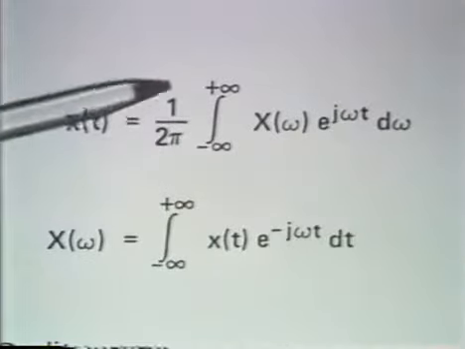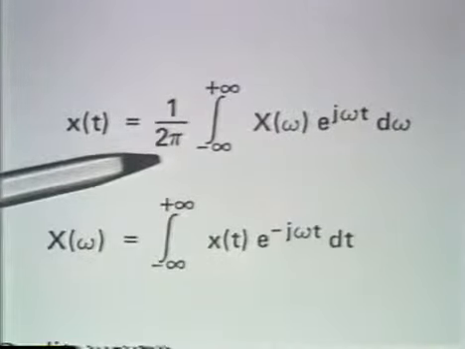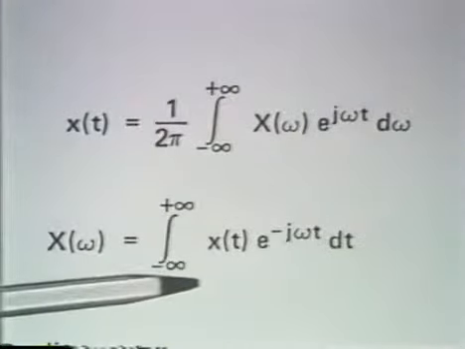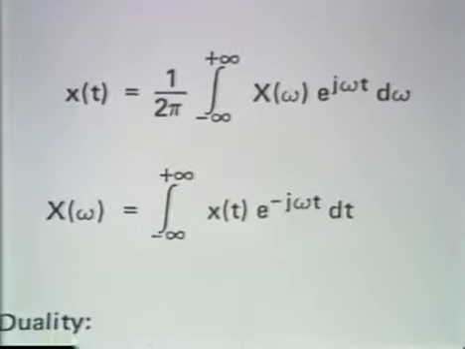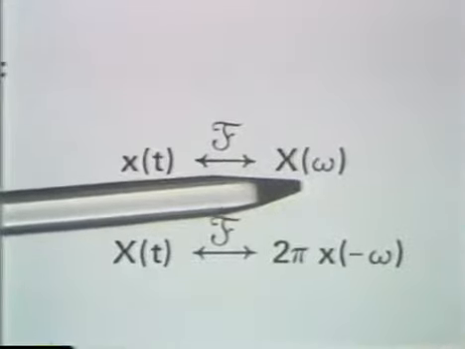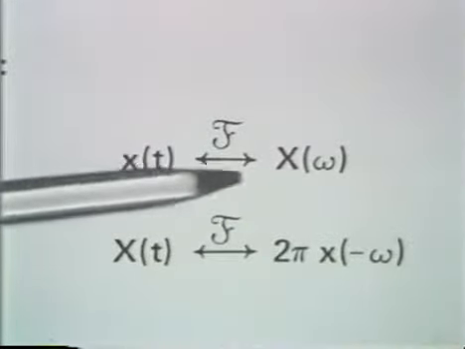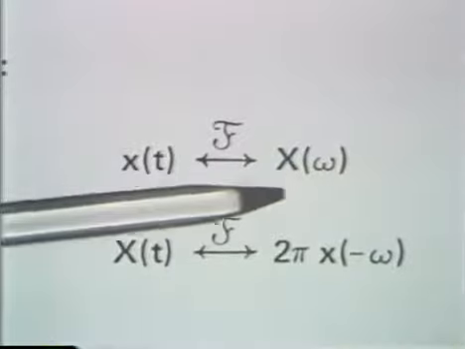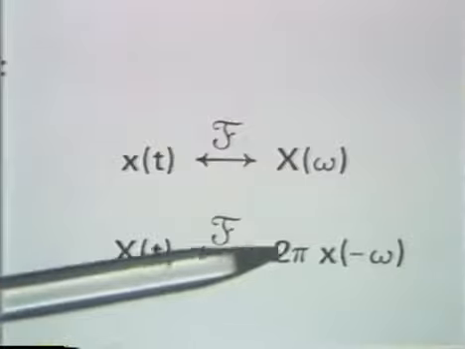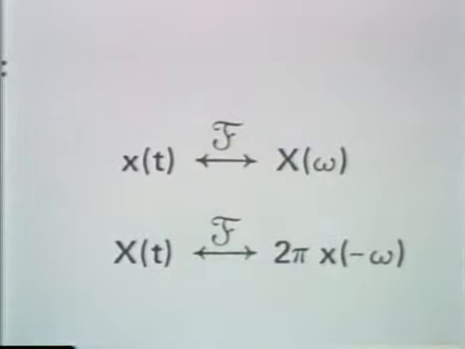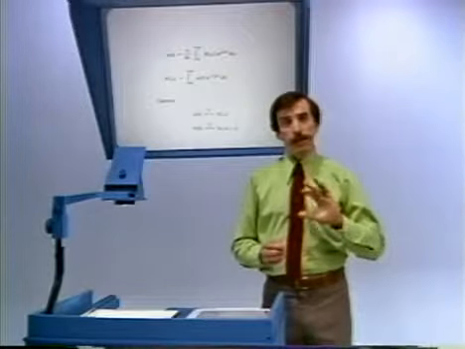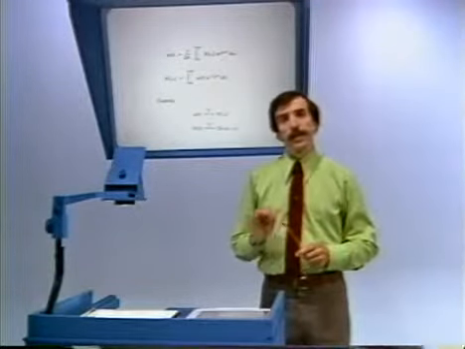And by the way, there's just an additional factor of 1 over 2 pi. So the duality relationship, which follows from these two equations, in fact, says that if x of t and X of omega are a Fourier transform pair, if little x and capital X are a Fourier transform pair, then capital X, in fact, has a Fourier transform which is proportional to little x turned around. Well, this duality in the continuous time Fourier transform is very important.